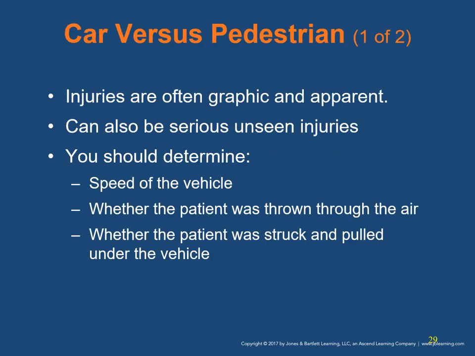Car versus pedestrian. Injuries are often graphic and apparent. There can also be serious unseen injuries to underlying body systems. You must maintain a high index of suspicion for unseen injuries. You should determine the speed of the vehicle, whether the patient was thrown through the air and at what distance, the surface the patient landed on, and whether the patient was struck and pulled under the vehicle.